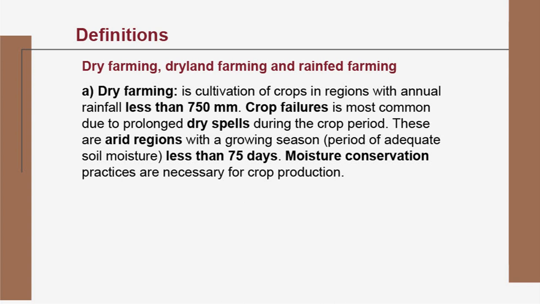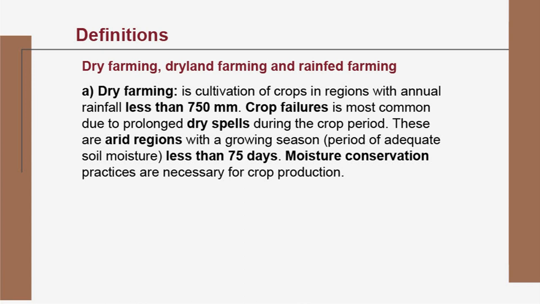Many times students really get confused. So to overcome that kind of confusion, you must see it now. So dry farming is cultivation of crops in regions with annual rainfall less than 750 millimeter. This is very clear. Crop failure is most common due to prolonged dry spells during the crop period. These are arid regions with a growing season period of adequate soil moisture less than 75 days available. A very short period is available as a growing season.